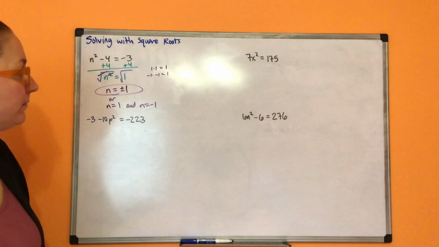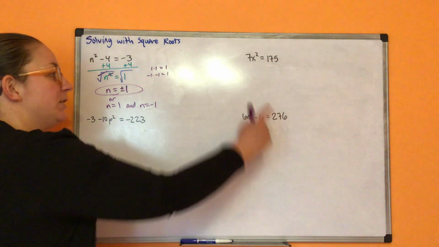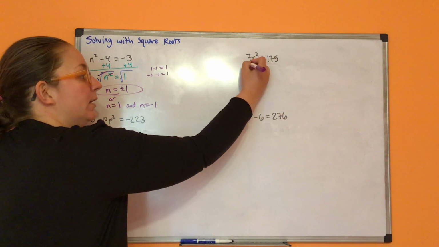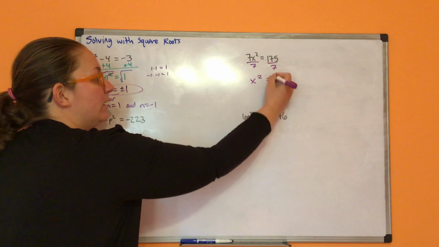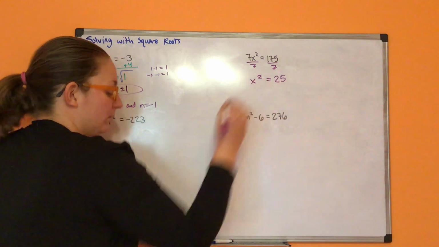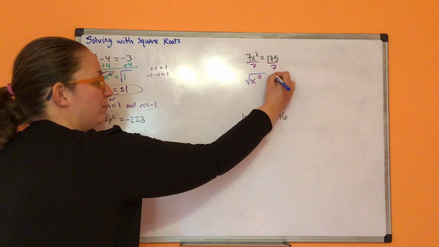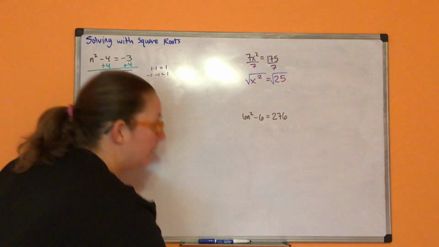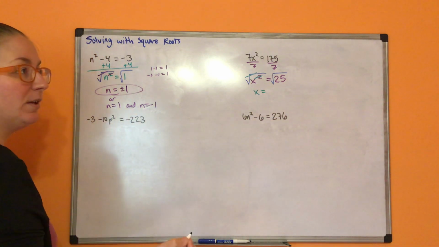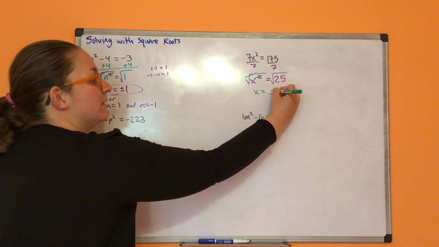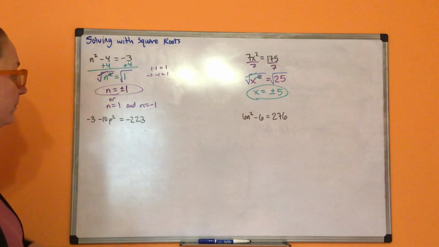Let's try another one. This time, I need to undo anything that's not x squared. So this means 7 times x squared. To undo multiplying by 7, I divide both sides by 7. When I do that, I get 25 after the equal sign. To get x completely by itself, I need to take the square root of both sides. Squared and square root cancel each other out. I get just x. The square root of 25 is plus or minus 5. Or you can think of that as x equals 5 and x equals negative 5.